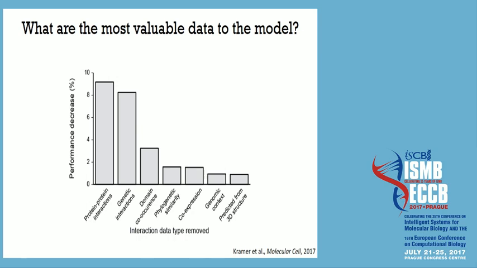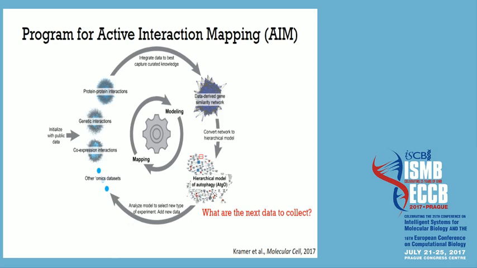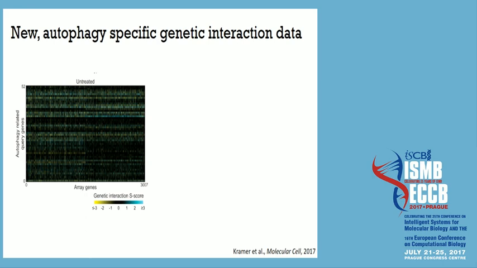So that's nice to know what was valuable so far, but where do we go from here? To answer the question, what data are most likely to improve the model, we drop individual studies. So not all of the protein-protein interaction data, but just one lab's experiment, usually a high-throughput experiment, and watch how the model degrades. When we do that, we see that the steepest slope, the quickest degradation, comes from the genetic interaction data. Based on that, we decide that's probably the right data to collect to make this model even better. So now we know the data to collect is genetic interactions, and we went ahead and did that. We collected some new autophagy-specific genetic interaction data.